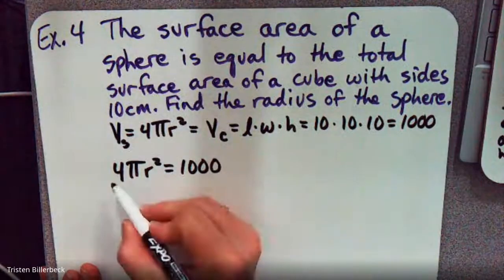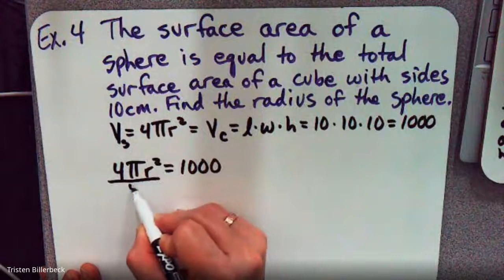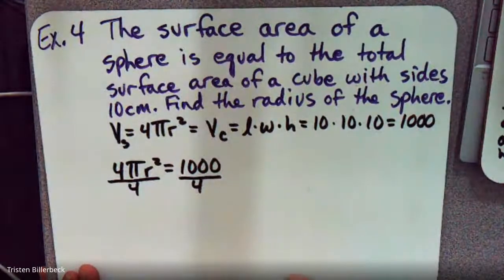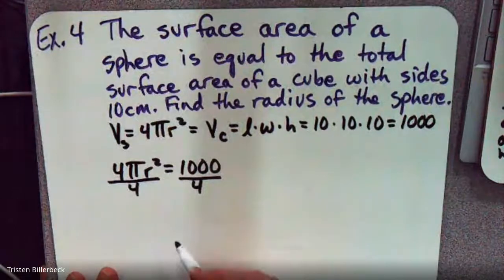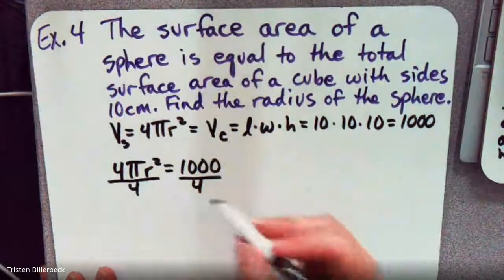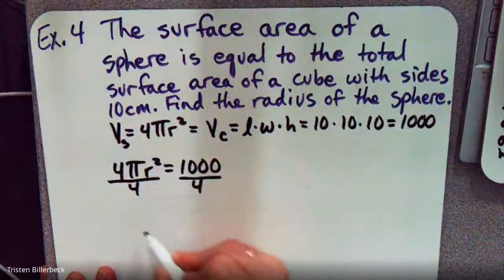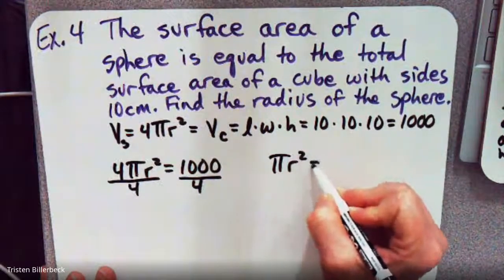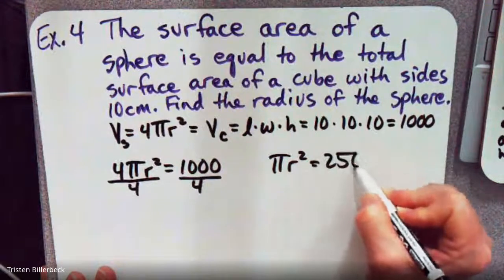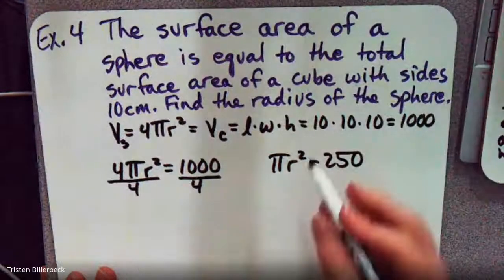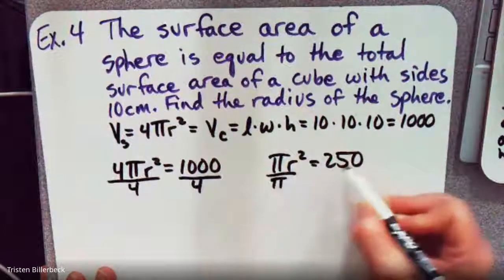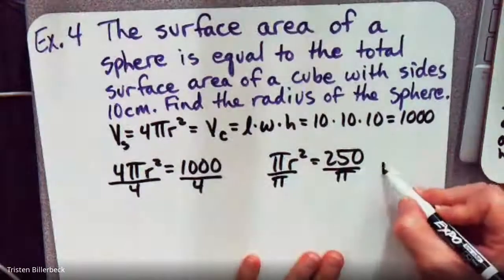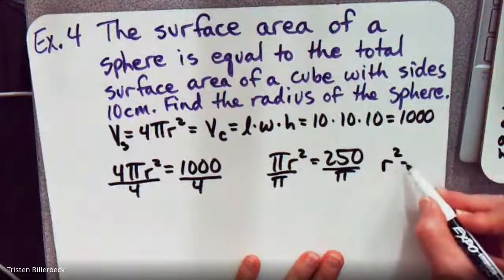So what we need to do, first we'll divide by 4, because I forgot to do that last time when I did a tough one with pi. So that cancels, so we have pi r squared equals 250. Now we have a little smaller number, and now let's divide by pi. Okay, so we're going to have r squared over here once I figure it out.